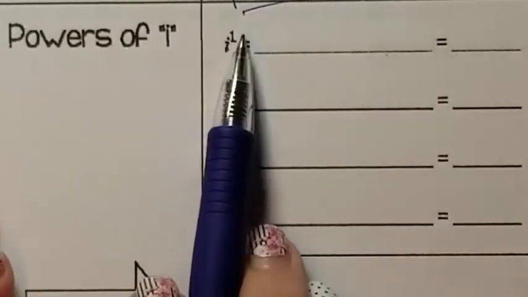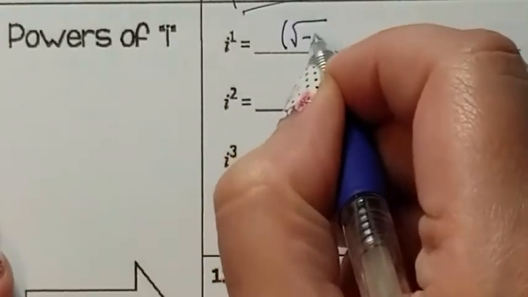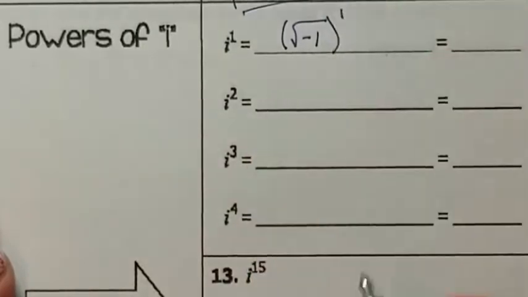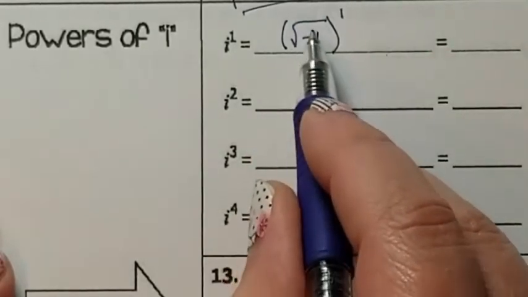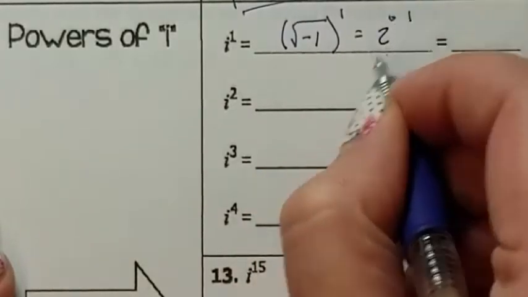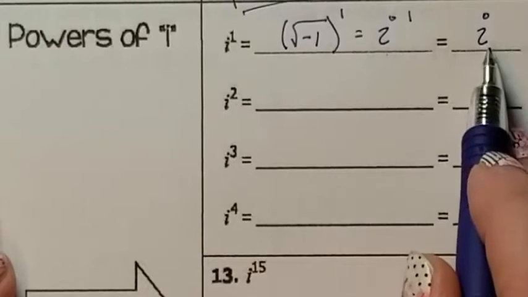So, i to the first power. Well, I know that i is the same thing as the square root of negative 1. So we have the square root of negative 1 to the first power. What is that? Well, this is just i to the first power, which is the same as i. So i to the first power simplifies down to i.